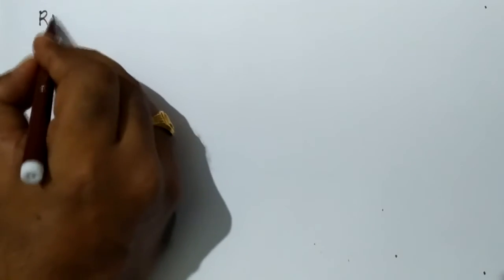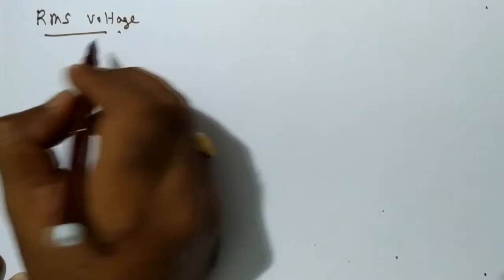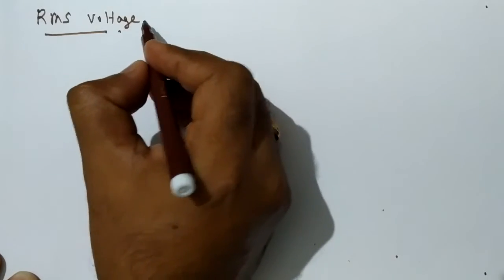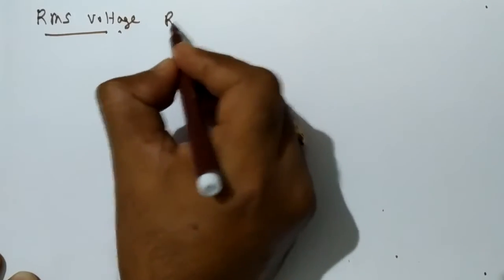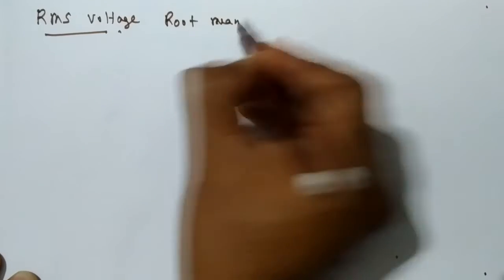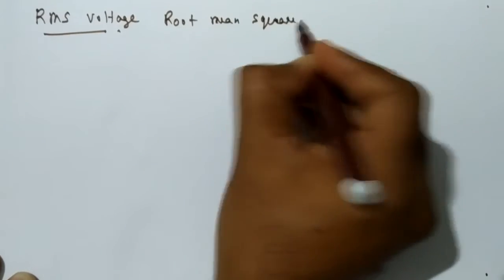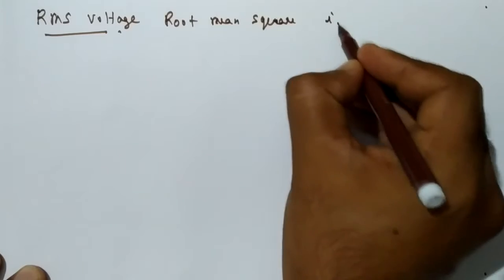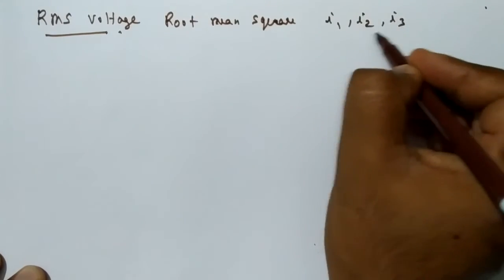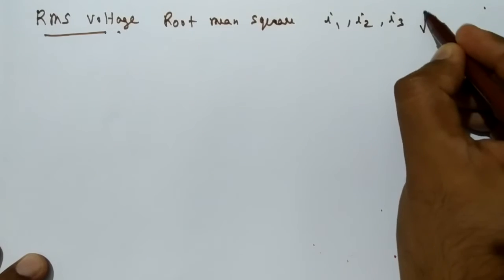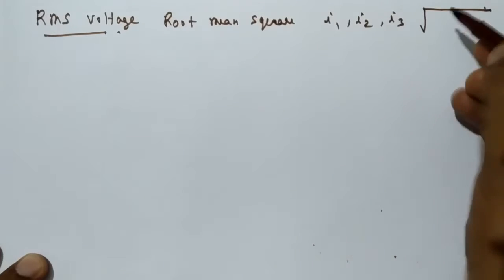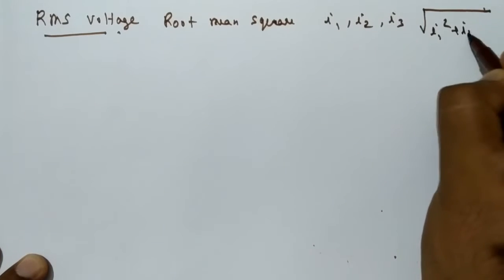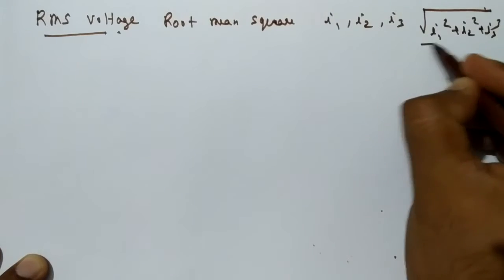Now, we will derive the expression for the amount of AC. Amount of AC is represented by the RMS value. Now, what do you mean by RMS value? RMS value is nothing but root mean square. What do you mean by root mean square? See, if there are three values, let us say I1, I2 and I3, the root mean square of these will be the root of I1 square plus I2 square plus I3 square, divided by 3.